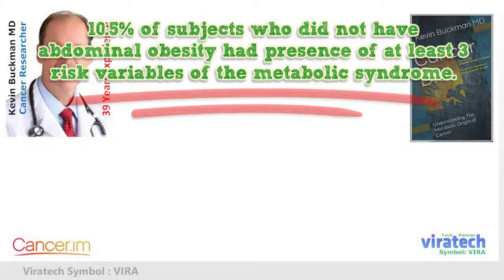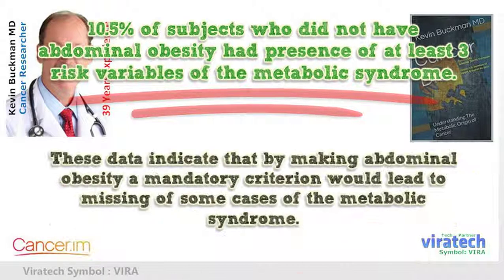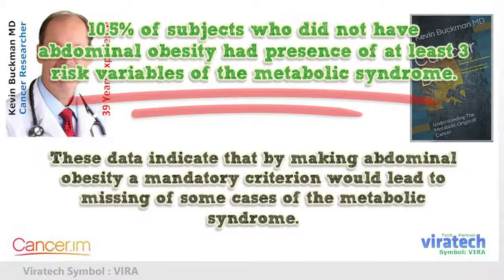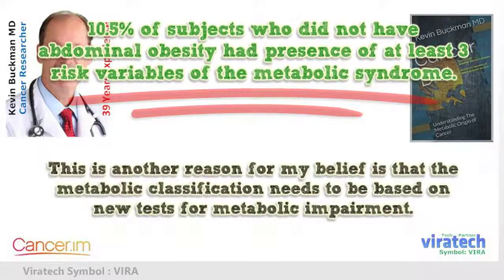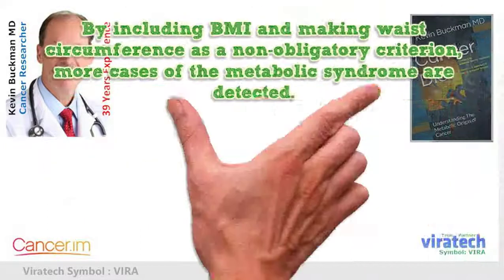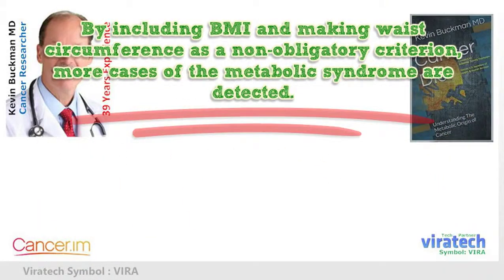10.5% of subjects who did not have abdominal obesity had presence of at least 3 risk variables of the metabolic syndrome. These data indicate that making abdominal obesity a mandatory criterion would lead to missing some cases of the metabolic syndrome. This is another reason for my belief that the metabolic classification needs to be based on new tests for metabolic impairment. By including BMI and making waist circumference a non-obligatory criterion, more cases of the metabolic syndrome are detected.